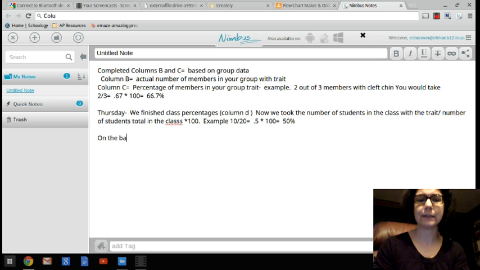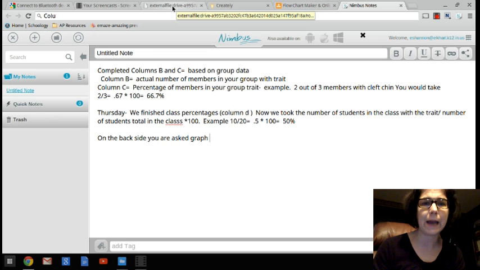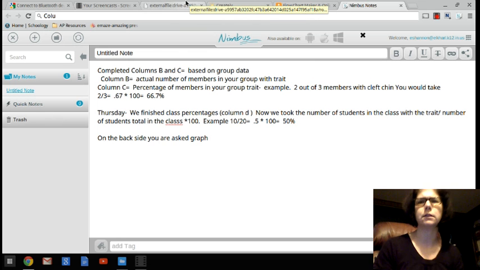On the back side, you are asked to graph. You will need a piece of graph paper. I supplied some in class, but if you have any other graph paper, that's fine. Here's an example of the graph paper we have, and I'm going to use my cursor to show you what I'm doing, and I'll come back to the notes too.